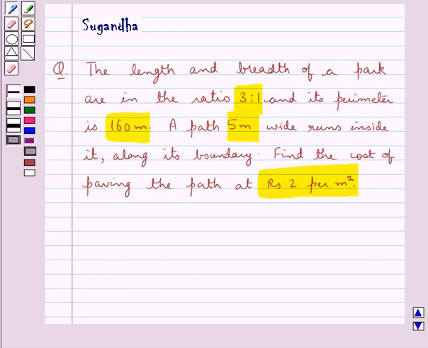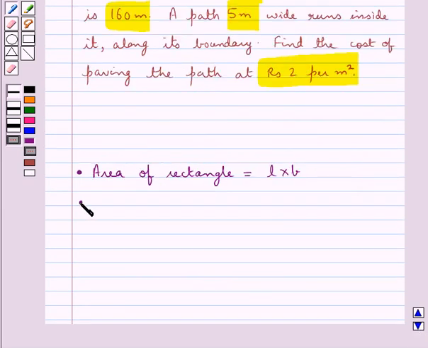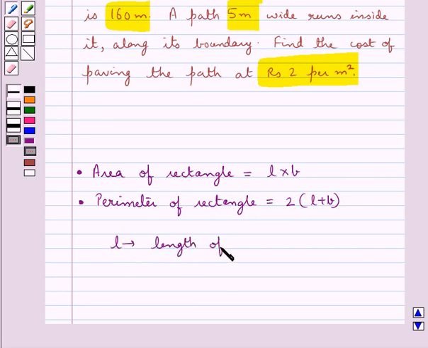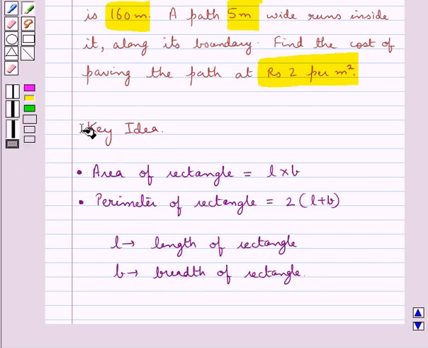Before we move on to the solution, let's recall the formula. For the area of rectangle, this is equal to L into B. Then the formula for the perimeter of rectangle is equal to 2 into L plus B, where L is the length of rectangle and B is the breadth of rectangle. This is the key idea to be used in this question.